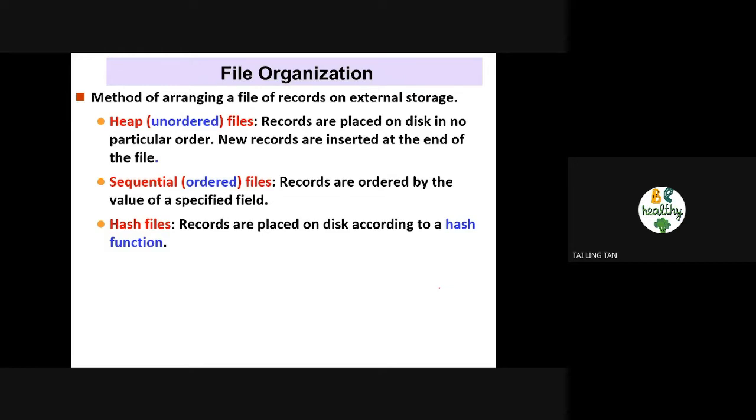Okay, so this one is for file organization. It is the method of arranging a file of records on the external storage. So the keyword here is external, not internal. Internal means the hard disk. For external, we will have heap, sequential, and hash. So for the heap file, it is unordered. This one we already mentioned: records are placed in the file in no particular order.